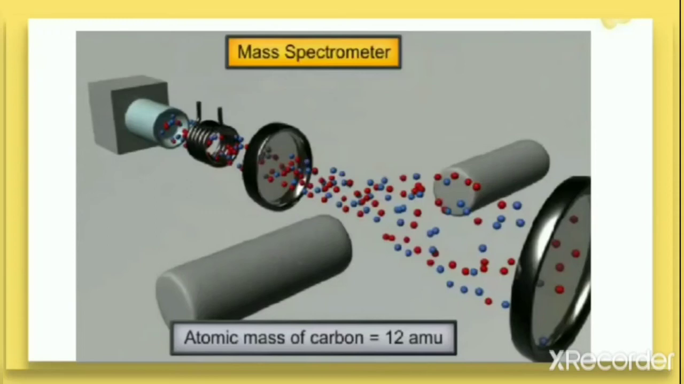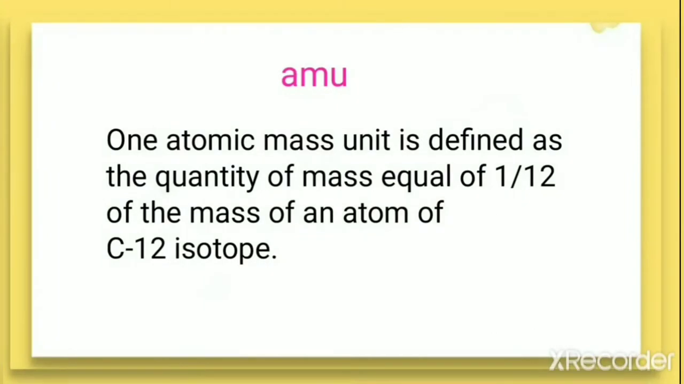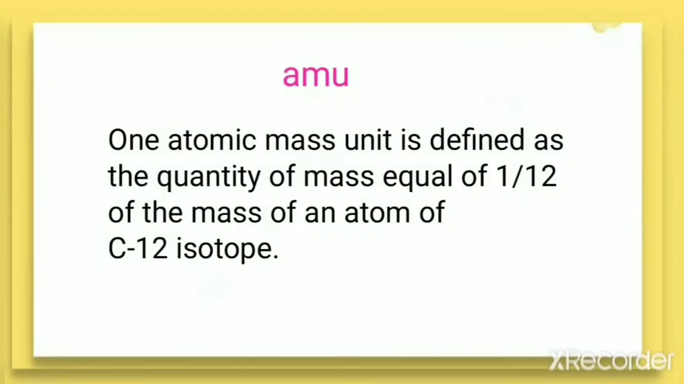So this scale of relative mass of atom is called the atomic mass unit scale. In short, we can say AMU. Let us define AMU, that is atomic mass unit. One atomic mass unit is defined as the quantity of mass equal to 1/12 of the mass of an atom of C12 isotope. That means 1 AMU is equal to 1/12 of the mass of the C12 isotope.